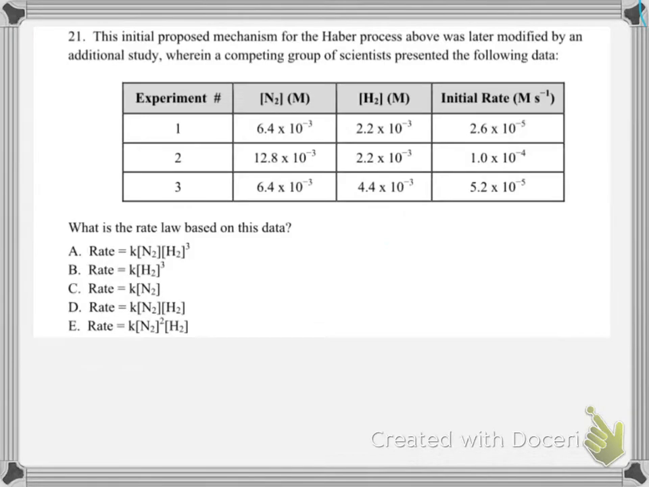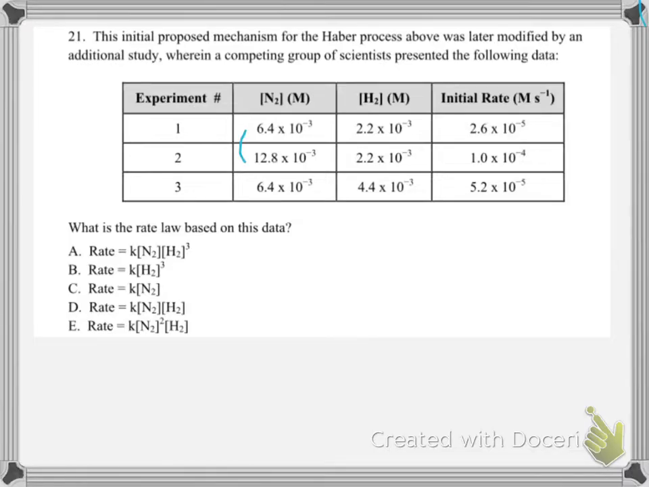And then if we go on to number 21, you can see that there's a competing group of scientists who have a different mechanism. And they give us this table of data. We're trying to figure out what the rate law would be. So when we have data like this, we want to pick two experiments to compare where the nitrogen concentration changes and hydrogen stays the same.